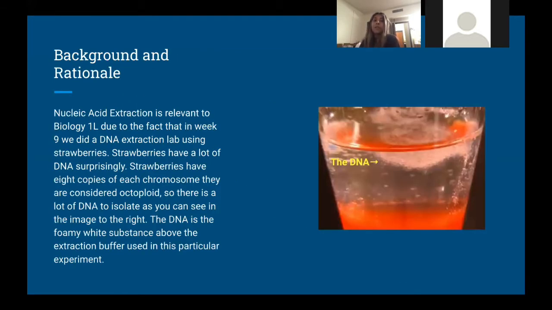And then a little bit of background that relates to Biology 1 lab: this relates back to week 9 when we did a DNA extraction lab using strawberries. Strawberries have a lot of DNA, which was surprising, since they have 8 copies of each chromosome. They are considered octoploid. So there is a lot of DNA to isolate, as you can see in the image to the right, where I labeled where the DNA is. It's the foamy white substance above the extraction buffer.